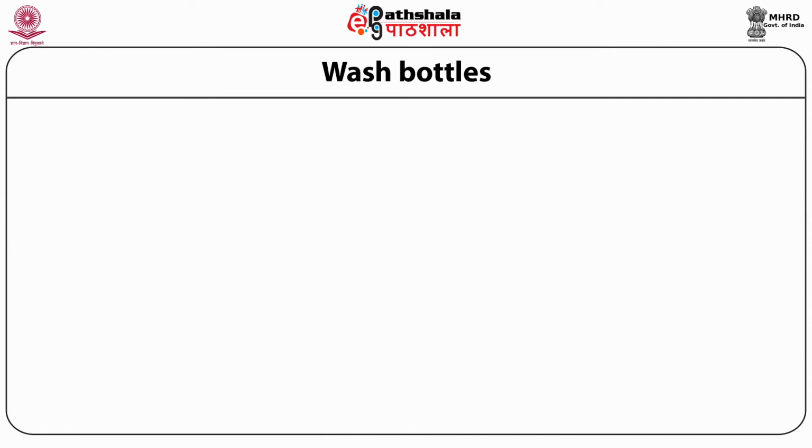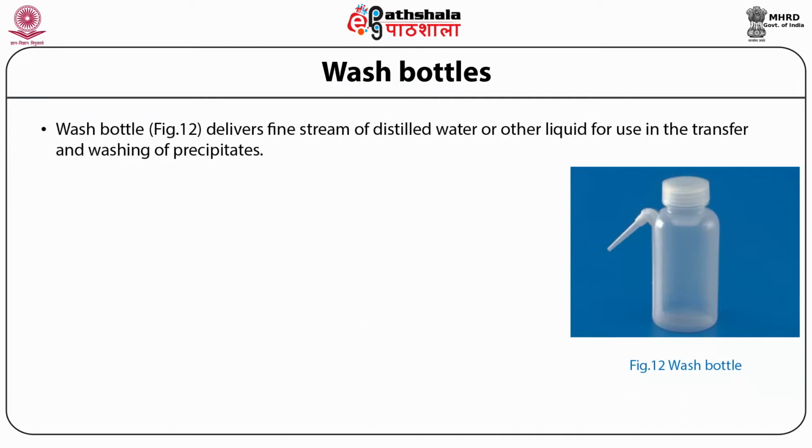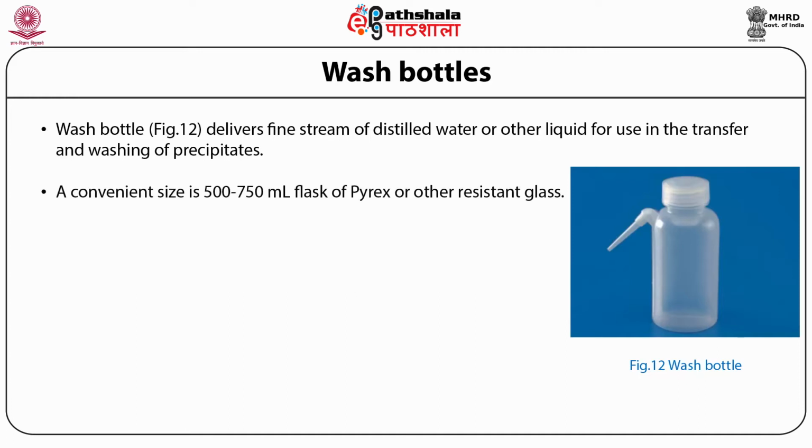The next apparatus which is used is the wash bottle. A wash bottle, as shown in figure 12, is a flat bottomed flask fitted up to deliver a fine stream of distilled water or other liquid for use in the transfer and washing of precipitates. A convenient size is a 500 to 750 ml flask of Pyrex or other resistant glass. A rubber bung is used, and the jet should deliver a fine stream of water.